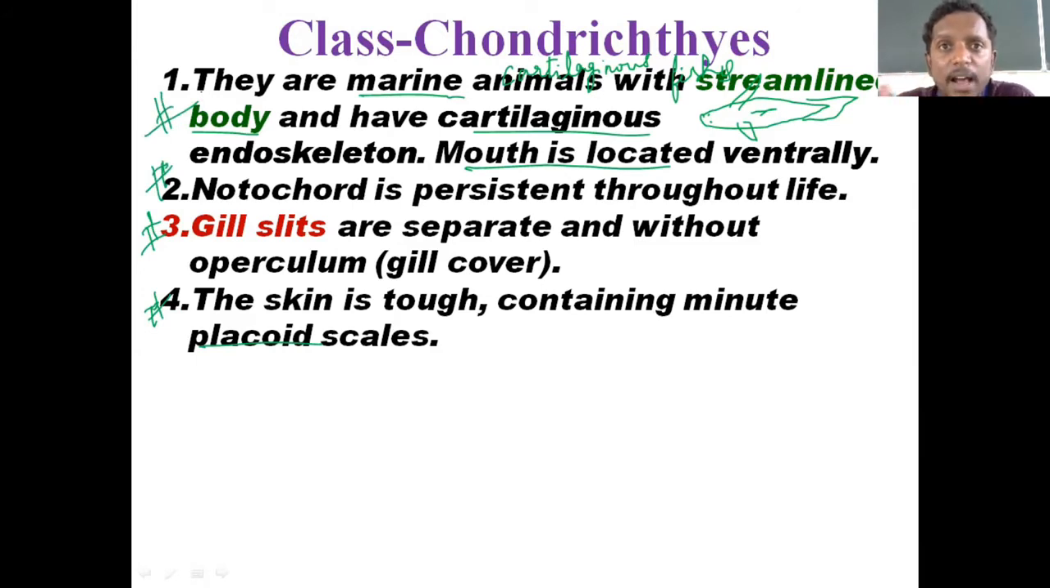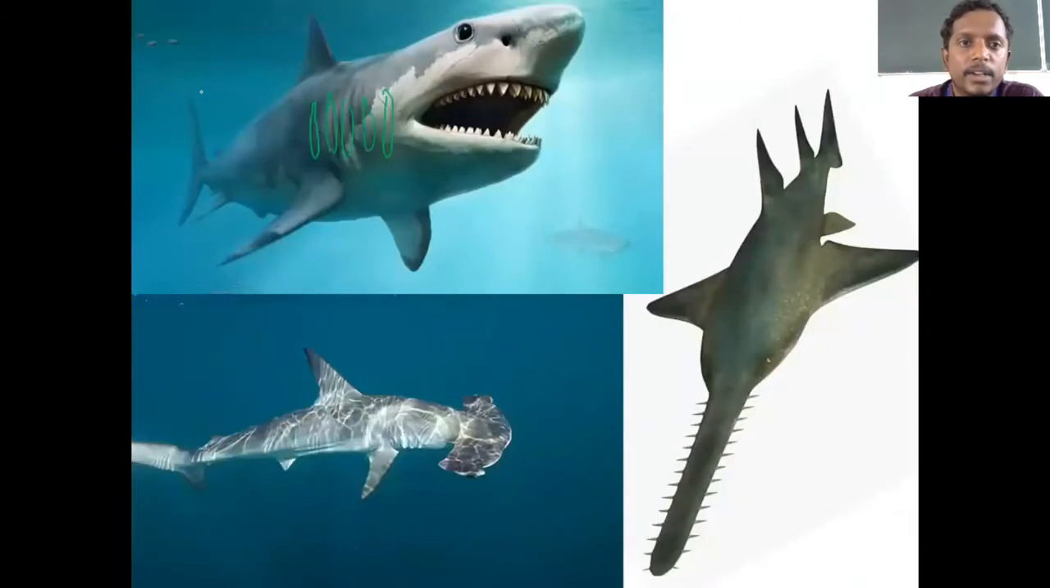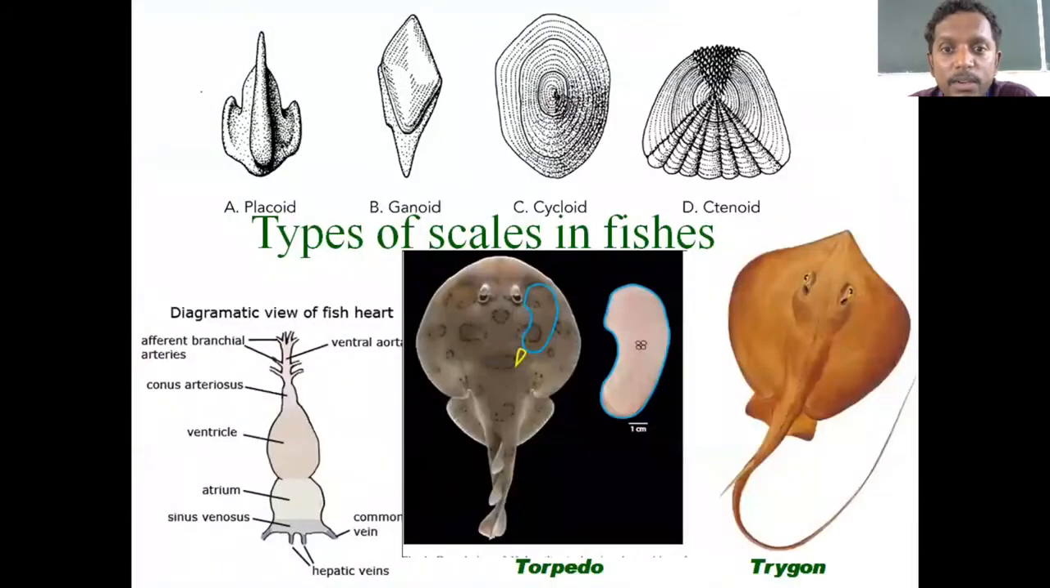So if you see a shark, I'll show you. Any of these three are cartilaginous fishes only. You can see the skin is very smooth, but the body has very minute, microscopic scales, very sharp, called placoid scales. Believe me, in olden days, shark skin was used as sandpaper to make the surfaces of wooden furniture smooth.